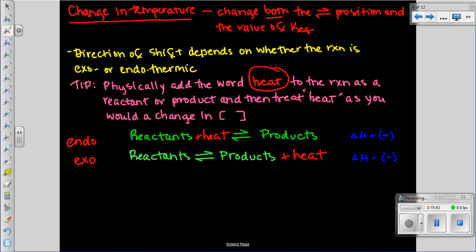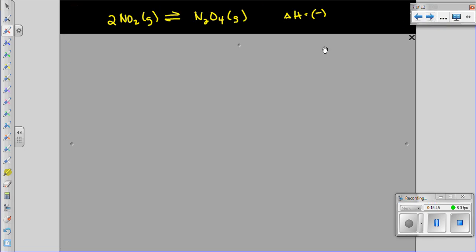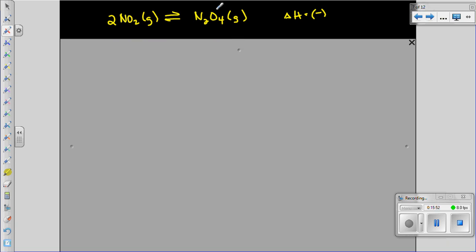So now let's look at some examples. Okay, so the first example, and this is how you're going to see it on the exam. You'll be given a reaction, you'll be given a delta H. Sometimes they'll tell you exothermic, endothermic, but most of the time you'll be given an enthalpy and you'll have a positive or a negative sign. And so I know that because this is negative, it's exothermic. That tells me that heat is a product, so I'm going to physically add it to the reaction.